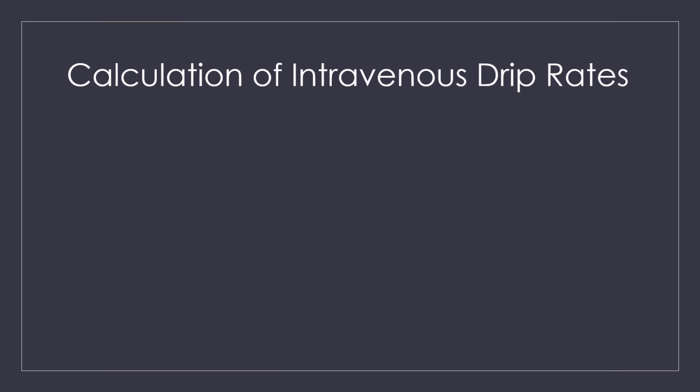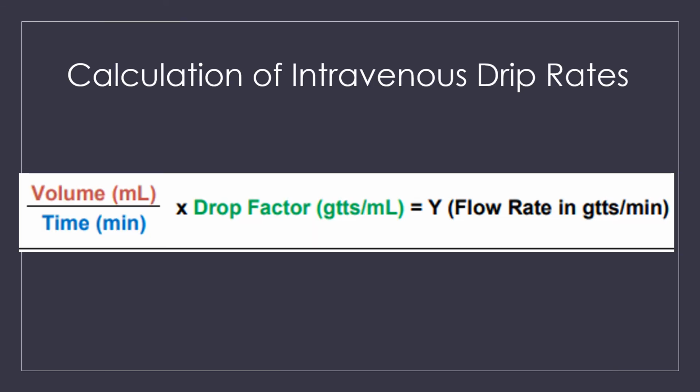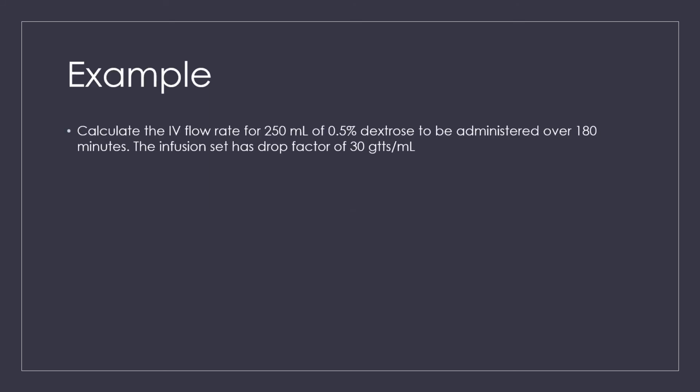Now for the calculation of intravenous drip rates, here is the formula. The volume in ml divided by the time in minutes times the drop factor. Example, we calculate the IV flow rate for 250 ml of 0.5% dextrose to be administered over 150 minutes. The infusion set has a drop factor of 30 drops per ml.